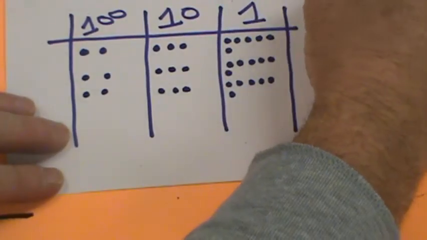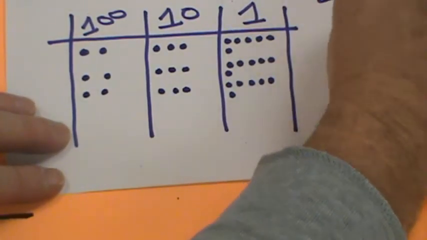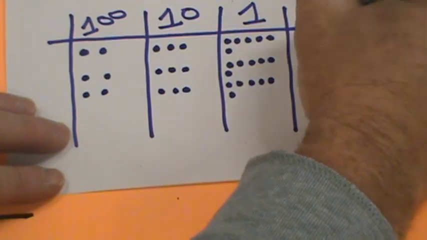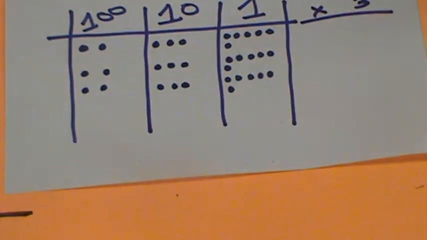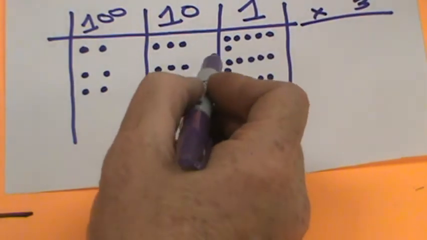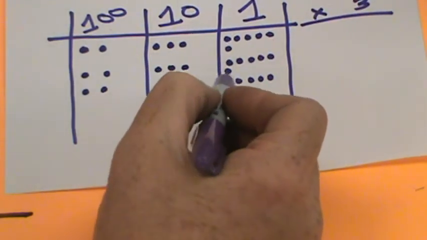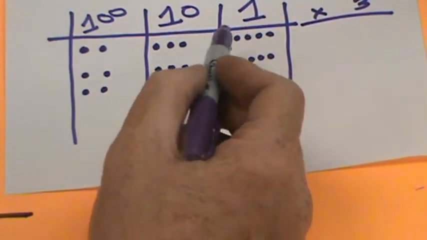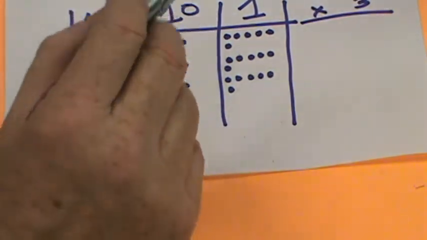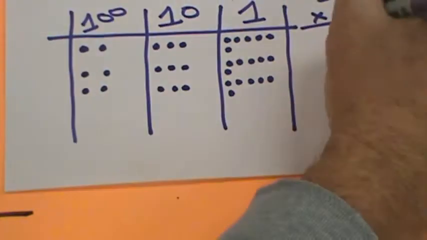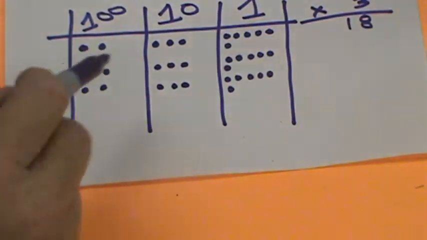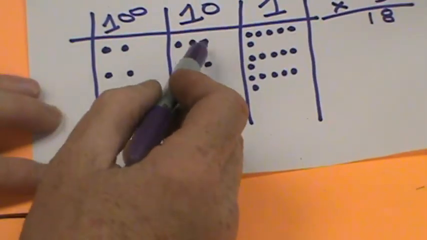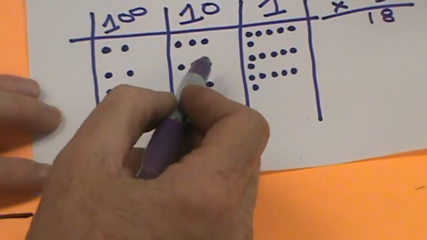I'm going to come over here and do 236 times 3. Well, what's 6 times 3? Let's figure this out. 1, 2, 3, 4, 5, 6, 7, 8, 9, 10, 11, 12, 13, 14, 15, 16, 17, 18. Or we could skip count. 6, 12, 18. Let's go over here to our tens. 10, 20, 30, 40, 50, 60, 70, 80, 90.